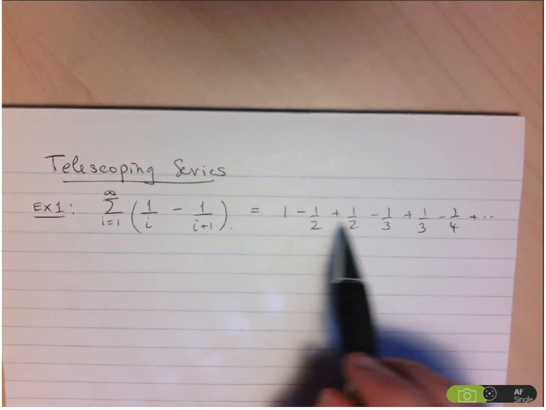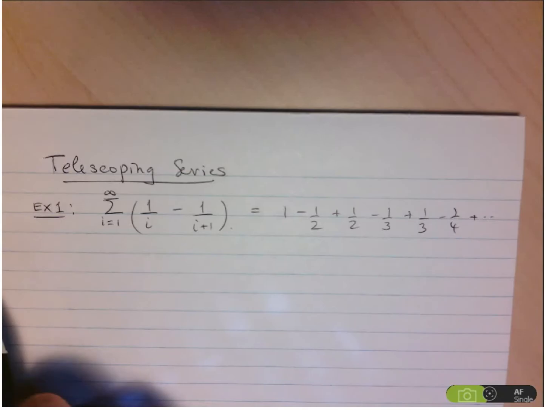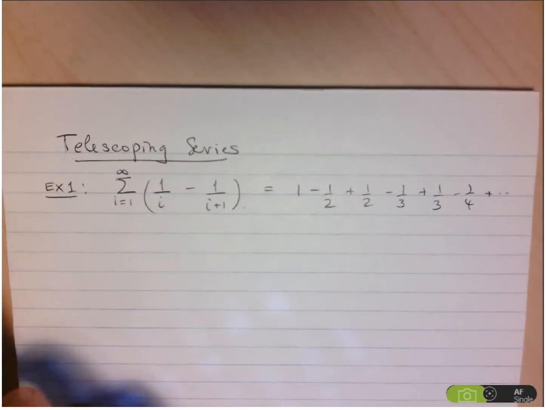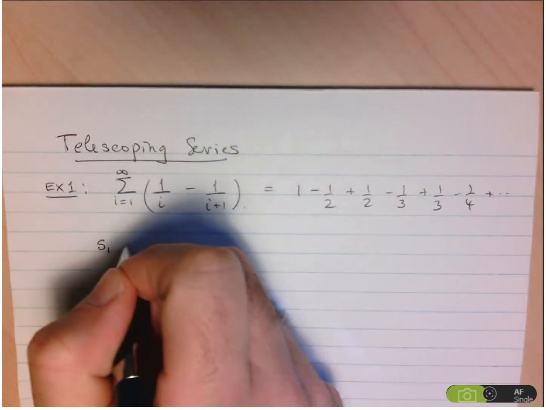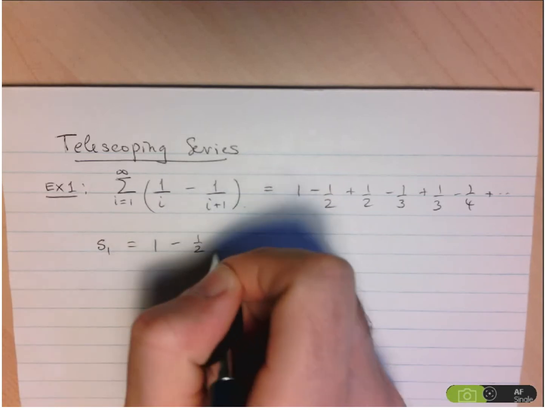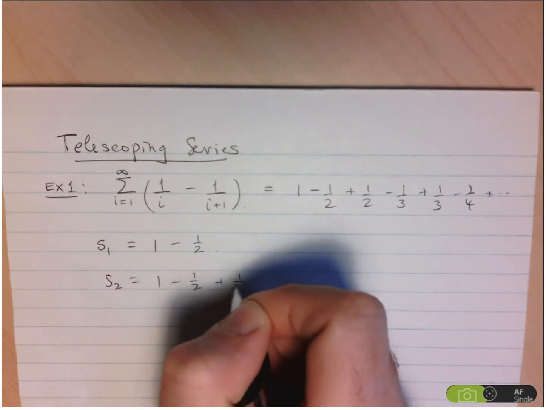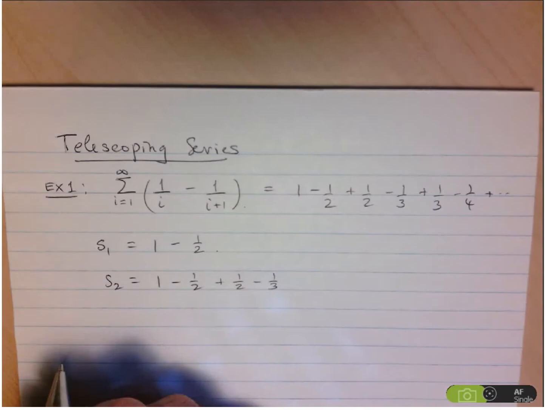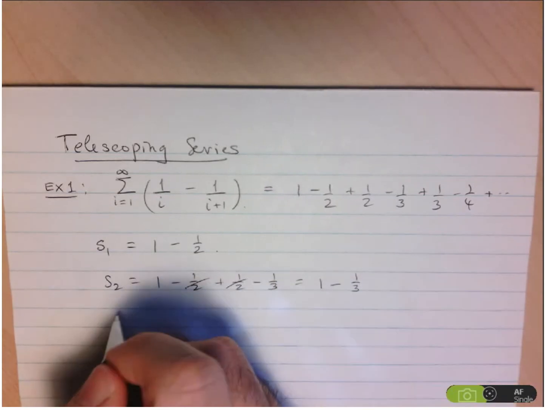Now, we can't make that assumption. If we want to determine the exact value, we really need to go back to the definition of the sum of the series. We recall that the way we defined the sum of the series was the limit of the partial sums. So let's take a look at that here. If we look at S1, we have just 1 minus 1 half. And then S2, we've got 1 minus 1 half plus 1 half minus 1 third. Here the 1 halves cancel, and we can say this is equal to 1 minus a third.